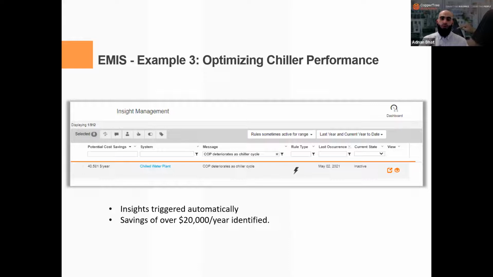This sort of analysis that we've explored in the previous slides with the 3 different examples, going through raw trend data and looking for patterns and looking for inefficiencies, this sort of analysis can be automated using an EMIS tool. The screenshot over here shows how a notification or an insight is generated for the last example in particular, indicating that the COP deteriorates as the chiller cycles, and potential cost savings are also quantified. For this particular case, we were able to identify over $20,000 per year in savings.